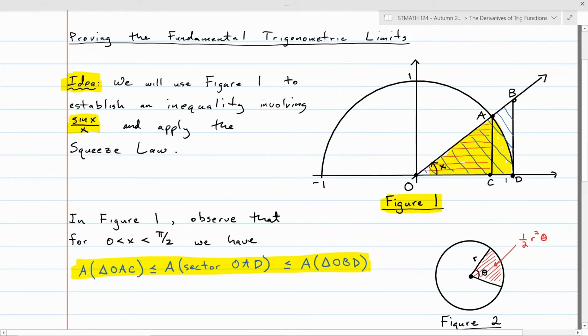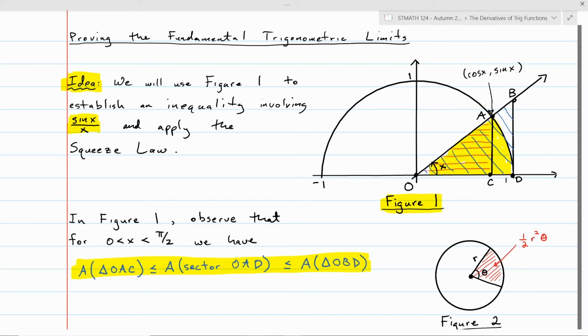In this figure, the circle is radius 1, centered at the origin. So it's a unit circle, right? And the angle that the line OB makes with the positive x-axis is what we're calling the angle x. And so that means that the coordinates at the point A are cosine x, comma sine x, because that point A is just the point on the unit circle at the angle of x.